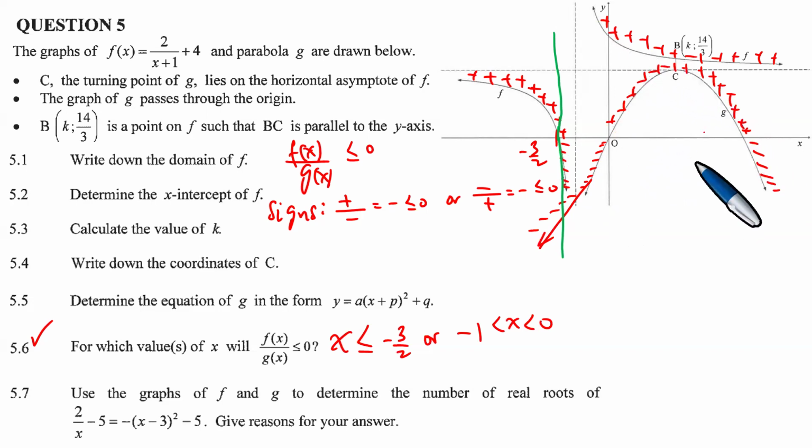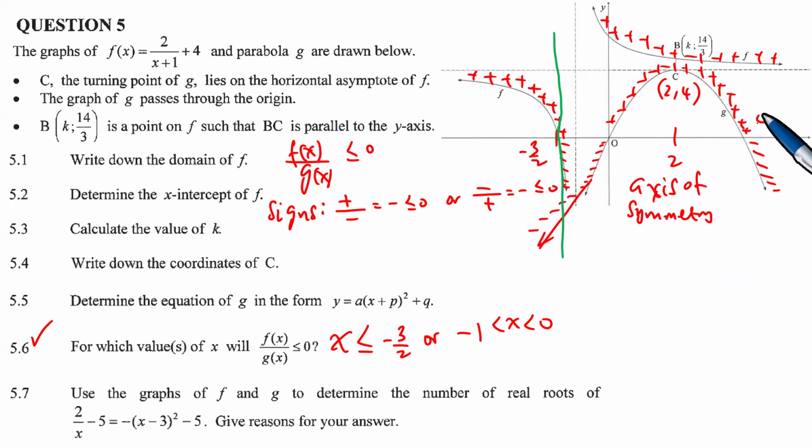From this point here, we understand that x is 2 because the coordinates of C are 2 and 4. So this is the line of symmetry, the axis of symmetry. If the distance is 2 units here, it's also 2 units here, giving us 4 and 0. So we have x bigger than 4, because when we go to the right of 4, the f graph is positive and g is negative. We just need different signs. So this becomes the solution to the problem.